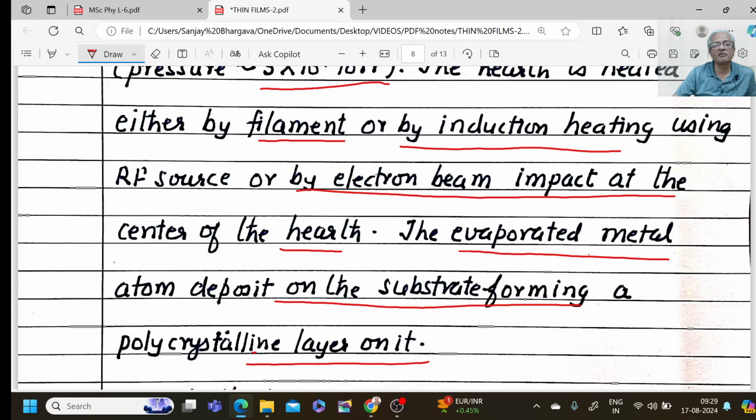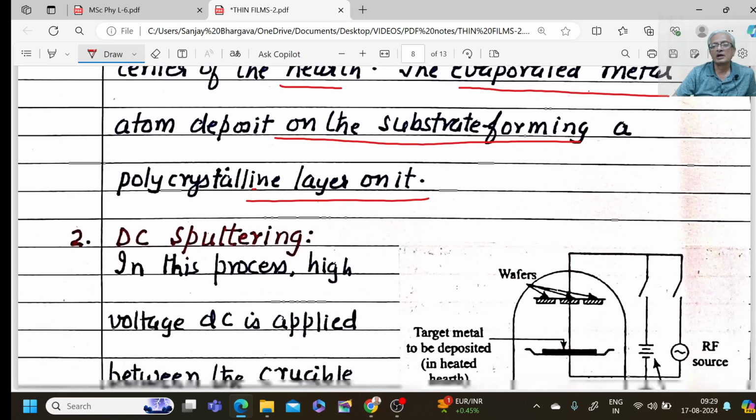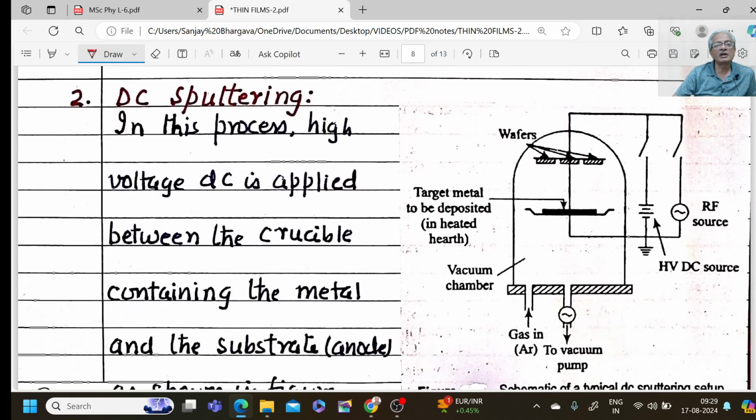So these are the different ways by which you can produce heat. Another method that we talk about is DC sputtering. In this process, a high voltage DC is applied between the crucible containing the metal and the substrate anode. In this figure, we have an RF source, we have a high voltage DC source.